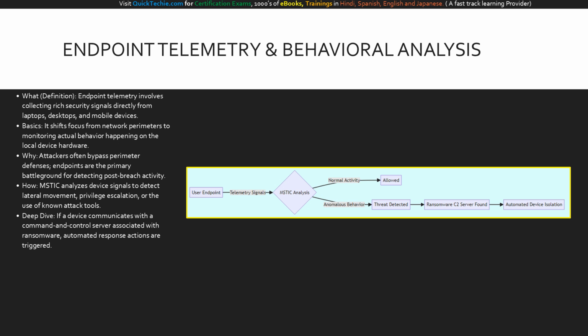Continuous telemetry signals flow from the user endpoint directly into MSDC analysis. Normal activity passes through seamlessly. However, if anomalous behavior is spotted, such as the endpoint reaching out to a ransomware command and control server, a threat is detected. This detection skips human delay and routes directly to automated device isolation, instantly cutting the compromised device off from the corporate network and protecting the broader enterprise.